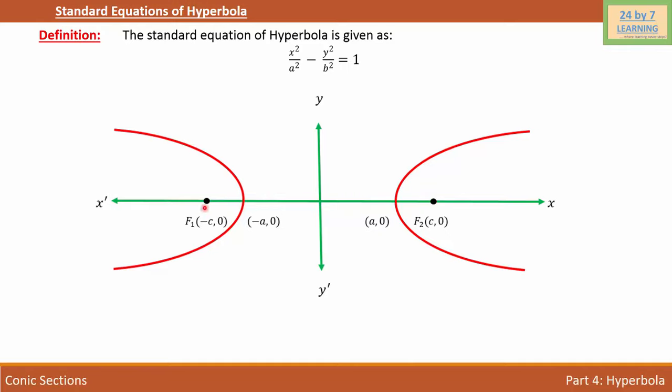The foci of the hyperbola are F1 (negative c, 0) and F2 (c, 0). And the vertices of the hyperbola are this point, which is (negative a, 0), and this point, which is (a, 0). This point is the center of the hyperbola, which is basically the origin.